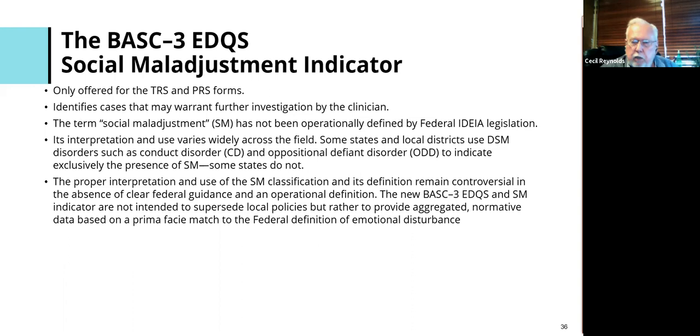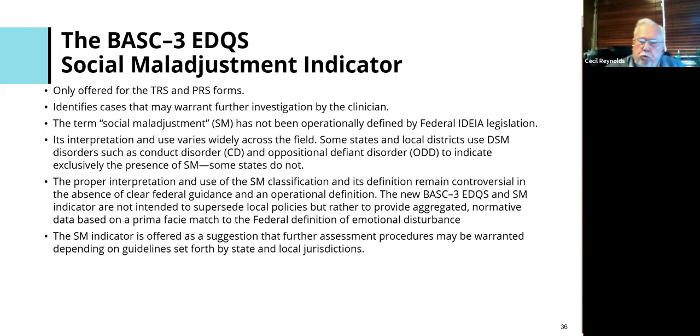Some states and local districts will use DSM diagnoses such as conduct disorder or oppositional defiant disorder to indicate exclusively the presence of social maladjustment. Some states and local districts do not do that. And so we see quite a bit of variance, not only in how social maladjustment is defined, but how it's applied. We encounter school districts, for example, who will determine that, well, if a child has a conduct disorder or has ODD, they can't be emotionally disturbed. Well, that would be in contraindication to the actual federal regulations. But the feds have not given us a clear operational definition of social maladjustment.